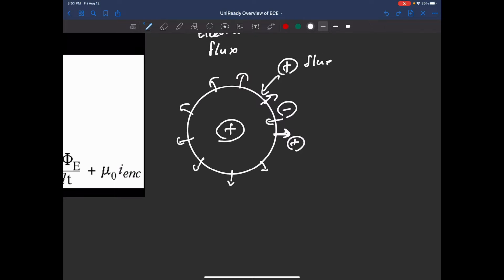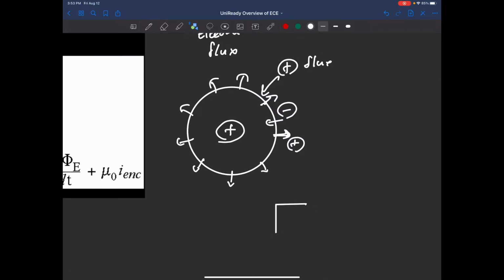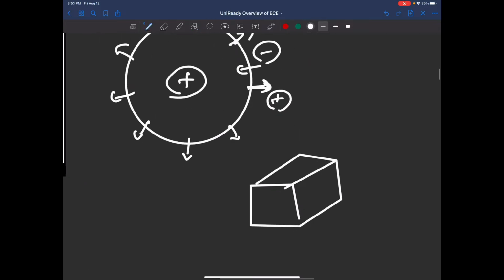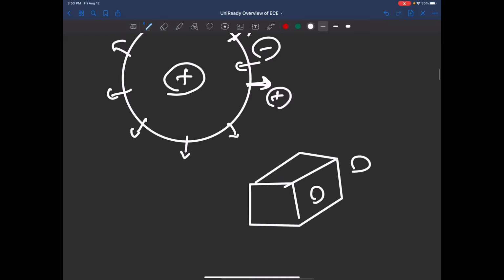So if you have a hollow cube, then you have a clear inside and outside. If you have an arrow pointing out like this, then this is going to contribute a positive quantity to flux. And if you have an arrow that's pointing into the cube, then you're going to have a negative contribution to the flux.